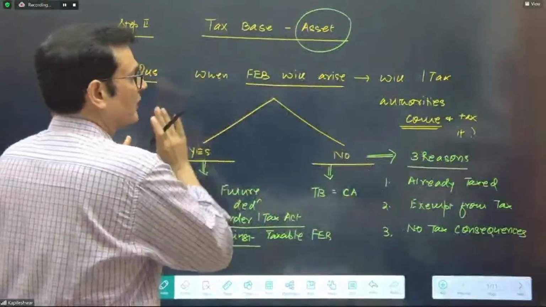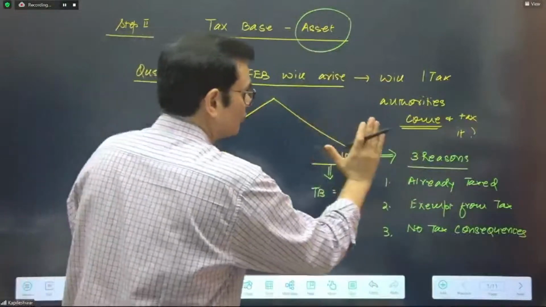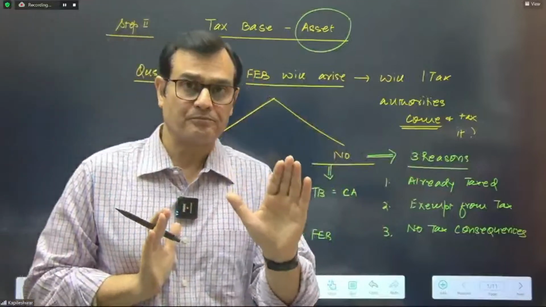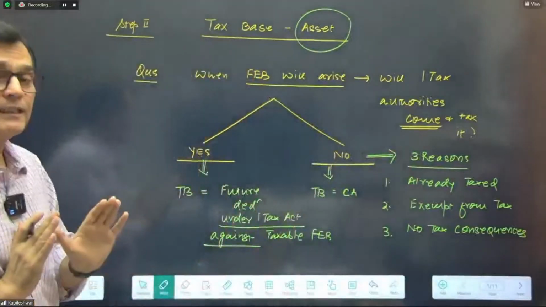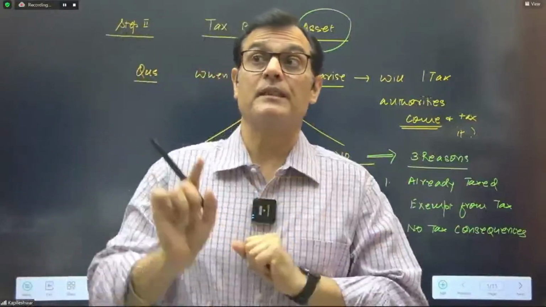When the benefits will arise, will the tax authorities come? If you said no, the three reasons should be clear. And then the tax base and carrying amount are the same. And if you say yes, then you need to identify the deduction. The tax base represents the deduction.